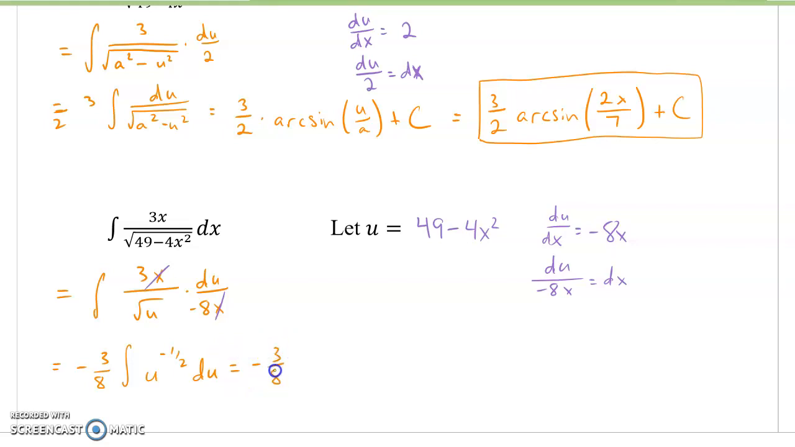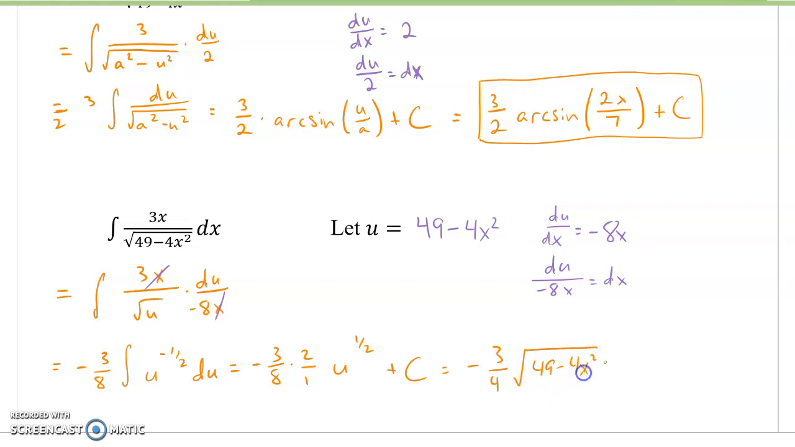So we've got that negative 3/8 that's still there. And then we've got u, which is now raised to 1 bigger. So negative 1/2 plus 1 is 1/2. But don't forget to divide by that new exponent. So dividing by 1/2 is the same as multiplying by 2. And we're done, right? We just have to simplify this to negative 3/4 times u raised to the 1/2, which is the square root of 49 minus 4x squared.